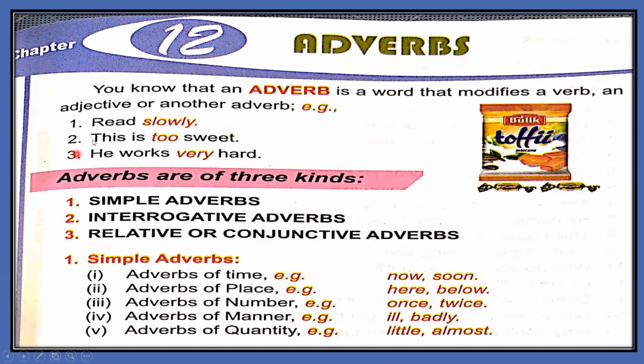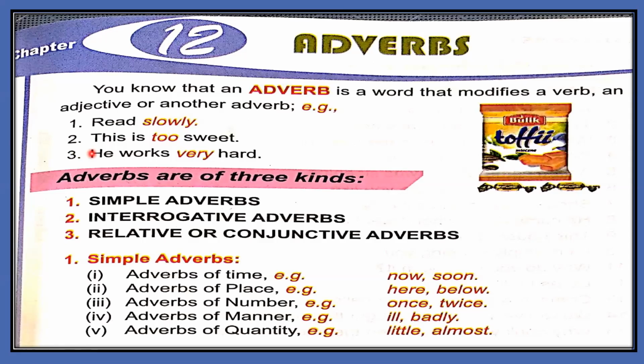In the first sentence, dear students, we have: read slowly. Now here, the first word, read, is a verb and slowly is an adverb. This slowly is going to modify the verb read. Read slowly. So slowly is telling more about how he reads. So the adverb is modifying a verb in sentence number 1.